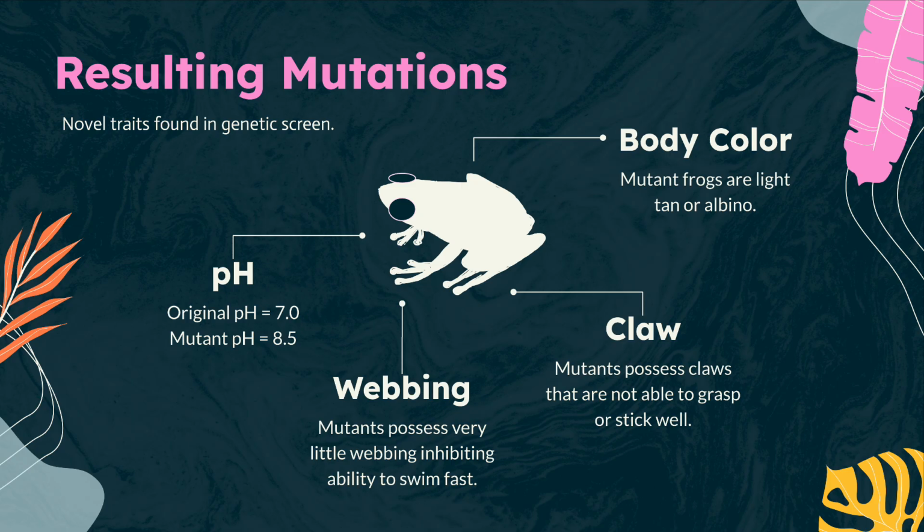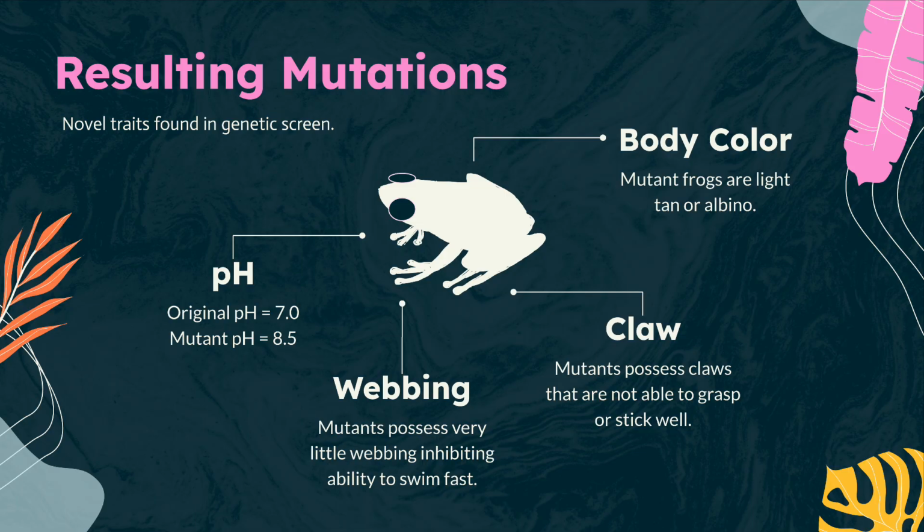The forward genetic screen revealed various new traits, the first being that instead of being olive green like the parent frogs, the progeny were either light tan or albino. The frogs also had claws that weren't short or long. This means that their claws did not benefit their survival greatly because they were not able to grasp things well with long claws or stick to surfaces with short claws.